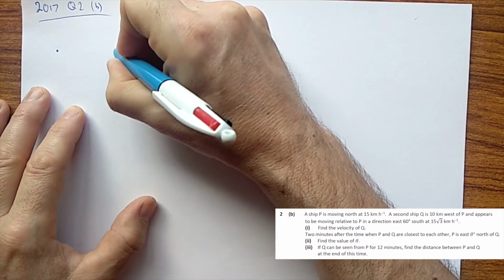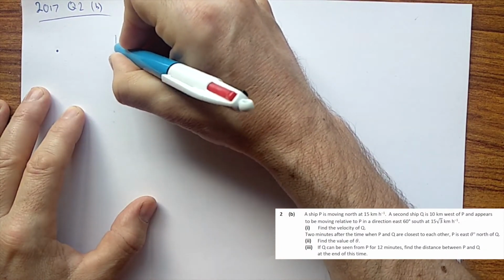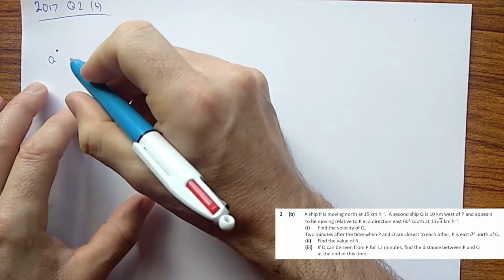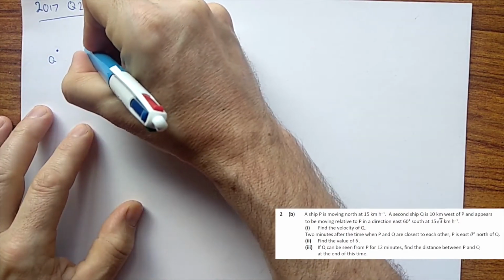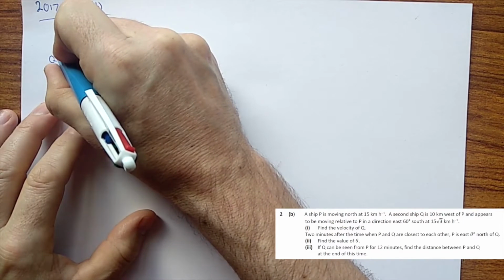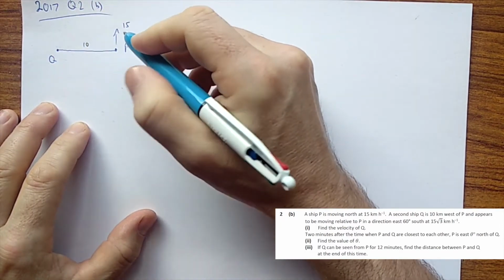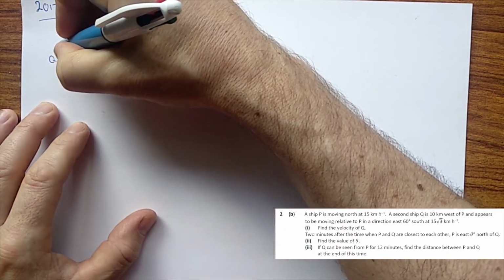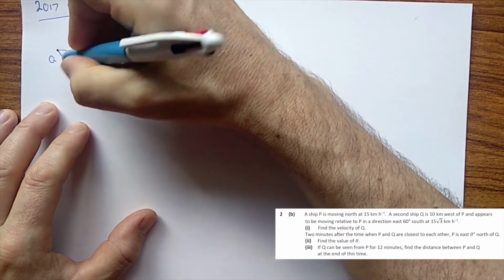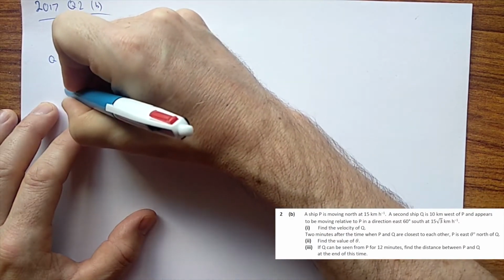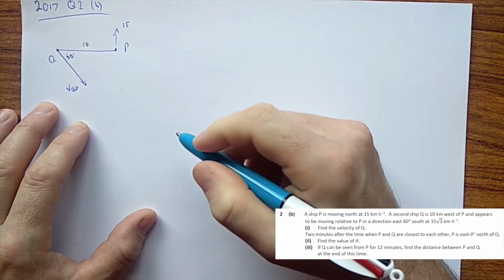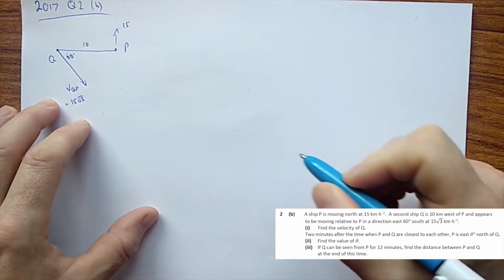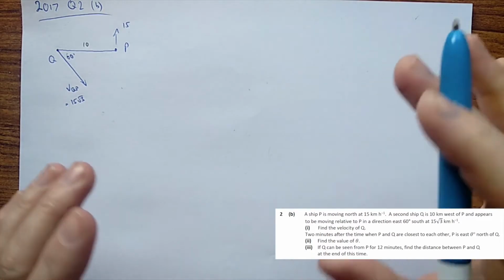So we have two ships here. This is P, that's going north at 15 kilometers an hour. And this is Q, and it's 10 kilometers west. So we'll just put the distance in black so you can see it there. 10 kilometers west. And we know that this one is moving with the direction of 60 degrees. This is V of Q relative to P, and that equals 15 root 3. So just a small bit annoying, but nothing too weird or wonderful.